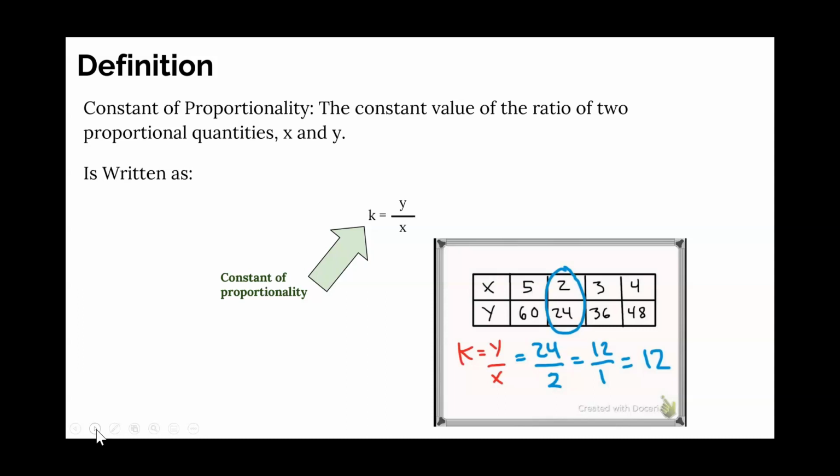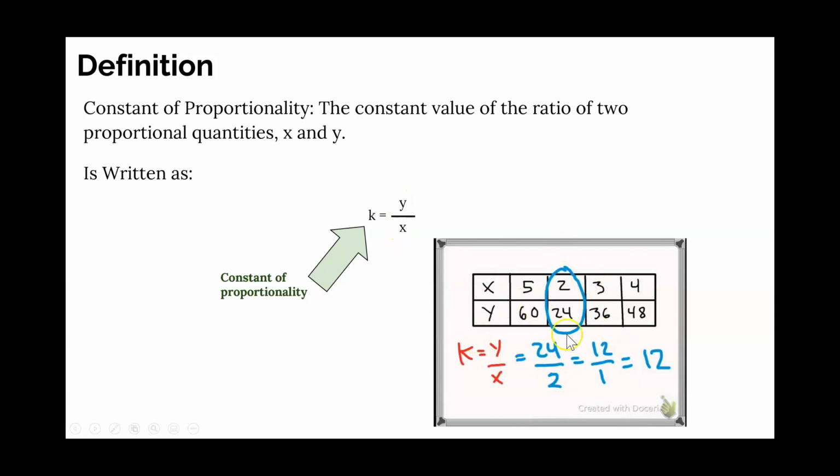So the definition says the constant of proportionality is the constant value of the ratio of two proportional quantities x and y. It is written as k equals y over x. K is the constant of proportionality. So k equals y over x.